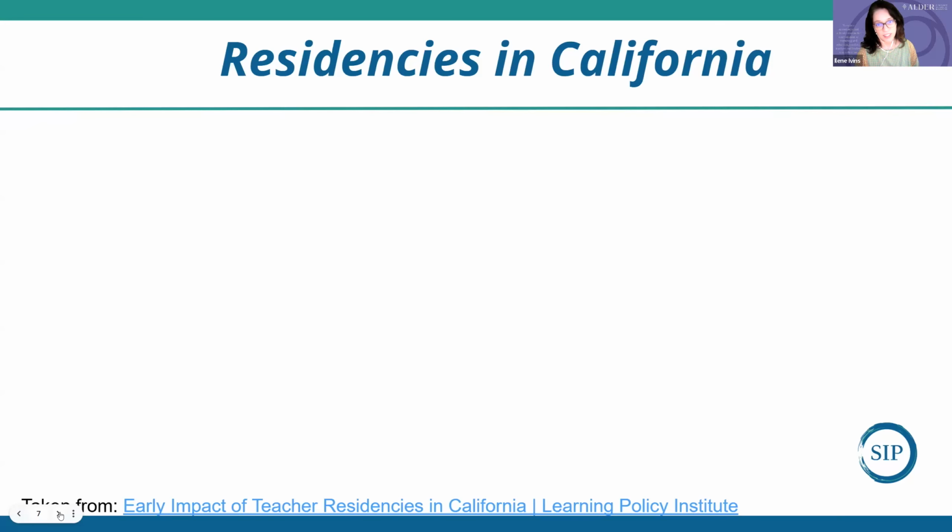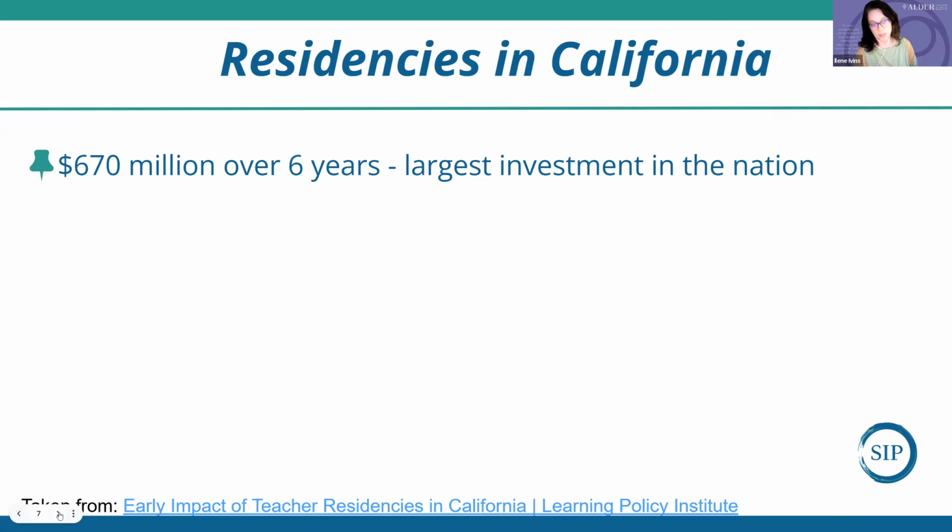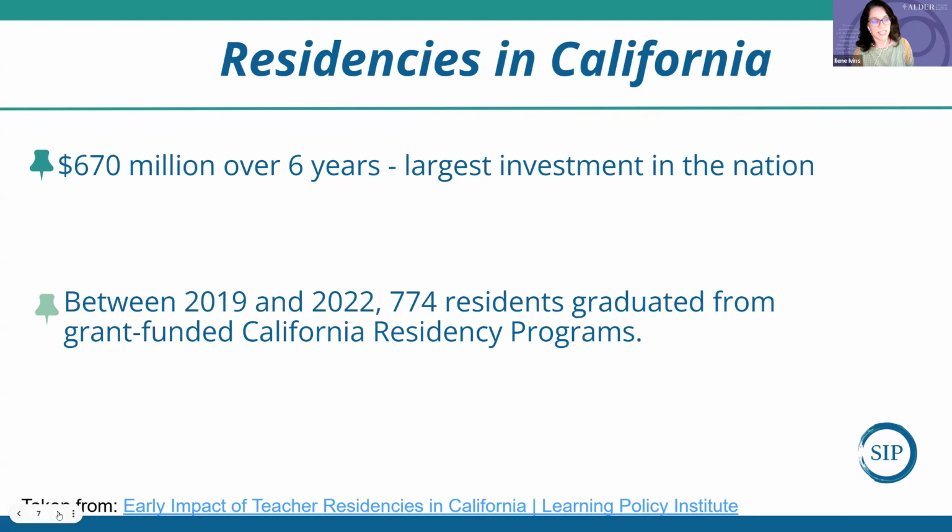And here in California, our state has made a huge investment in this design and this model of teacher training. Over the last 6 years, almost $700 million have been invested, which is the largest investment in residencies across the nation. And just within this 4-year period between 2019 and 2022, 774 residents have graduated from these grant-funded California residency programs.